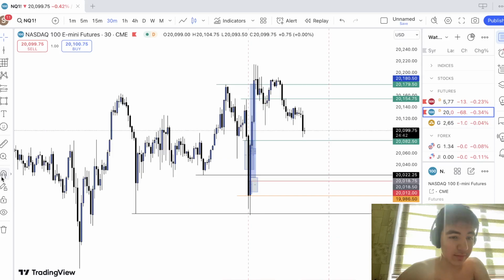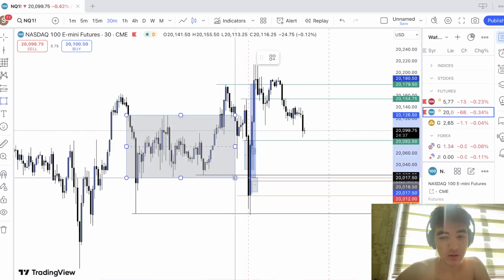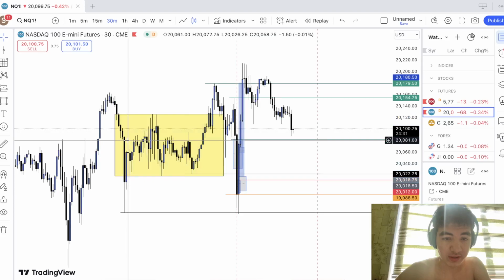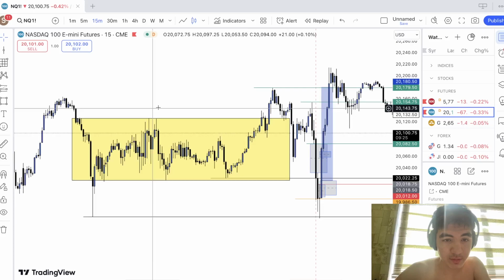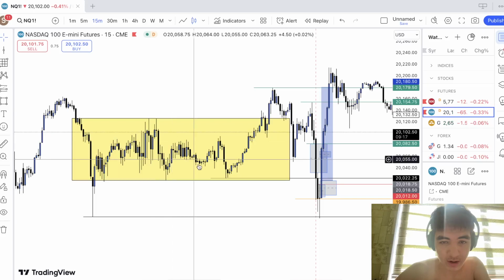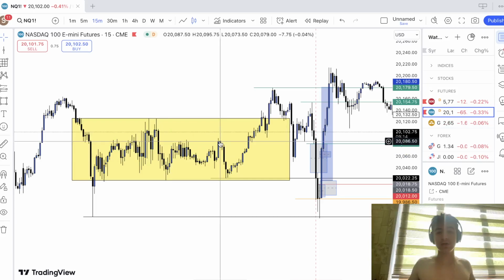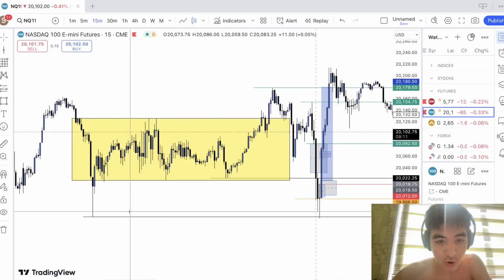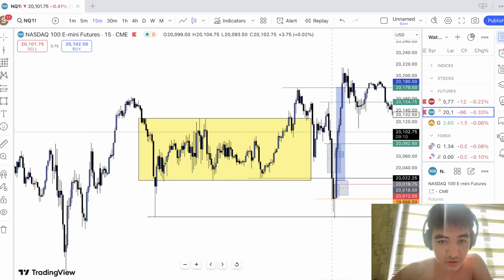But on Monday, I mean, just look at this, right? This is just horrible. Look at this. We break structure to the upside. We don't sweep any liquidity. Let's go to the 15-minute. We don't sweep any liquidity. We don't even break structure right here. We come back down. We sweep this liquidity. Okay, are we gonna come back up? No, we're not gonna come back up. Are we gonna go down? Who knows where the price is gonna go on Monday, right? It's just so choppy.